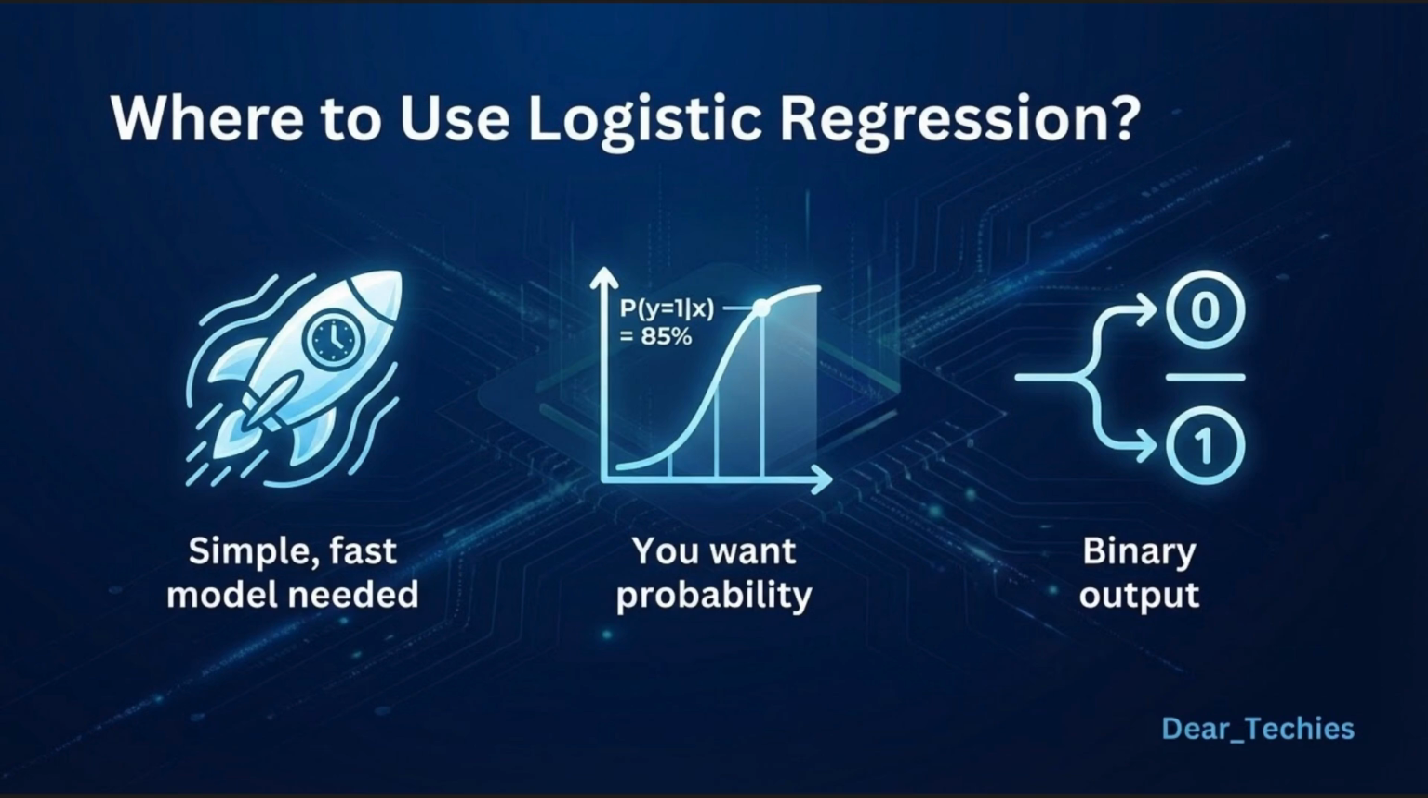You can use logistic regression when you need a simple and fast model. When you want a probability output instead of a binary answer. And when the data is not too complicated. It's widely used in fraud detection, medical diagnosis, credit scoring, and marketing.